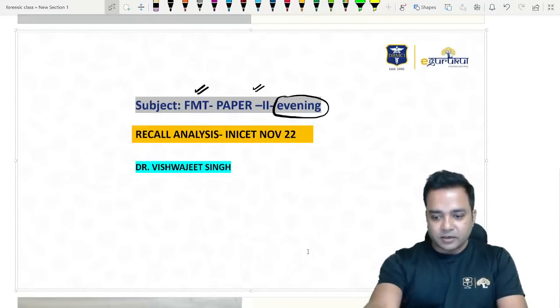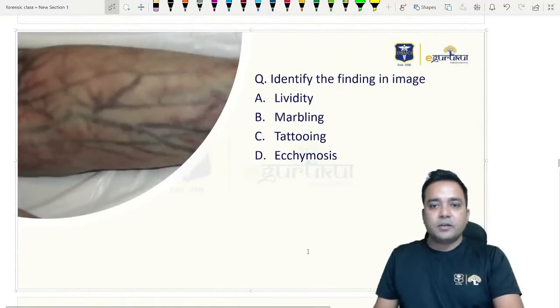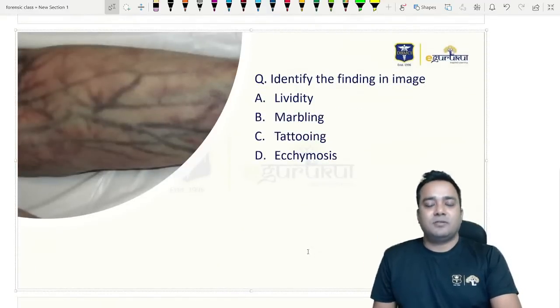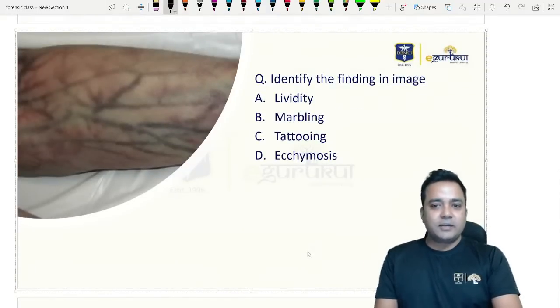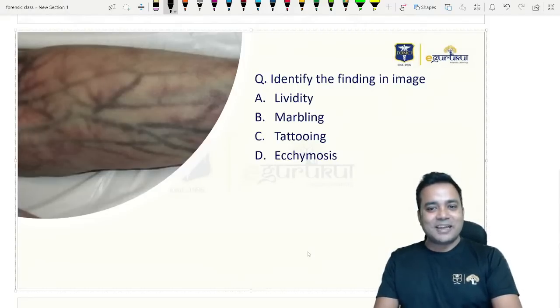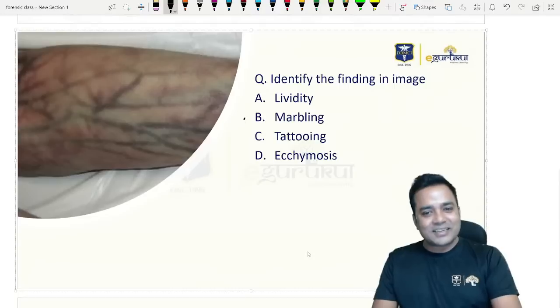Chalo, abhi evening session ke questions dekh lete hain. This was a utter simple question, a baby question. Identify the finding in the image. This baby question was showing you prominent veins and they have given options like lividity, tattooing, ecchymosis. The correct answer goes with marbling.